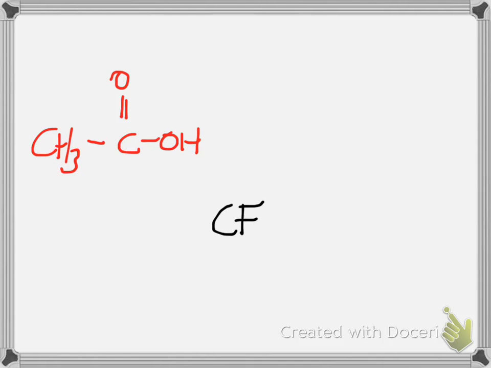So let's compare two carboxylic acids real quick and talk about the strength. If we compare two organic acids or carboxylic acids, first one we'll do is just acetic acid again. So CH3, C double bonded to O, to OH, so that's acetic acid. And let's compare that in turn to trifluoroacetic acid, which is CF3, C double bonded to O, to OH.